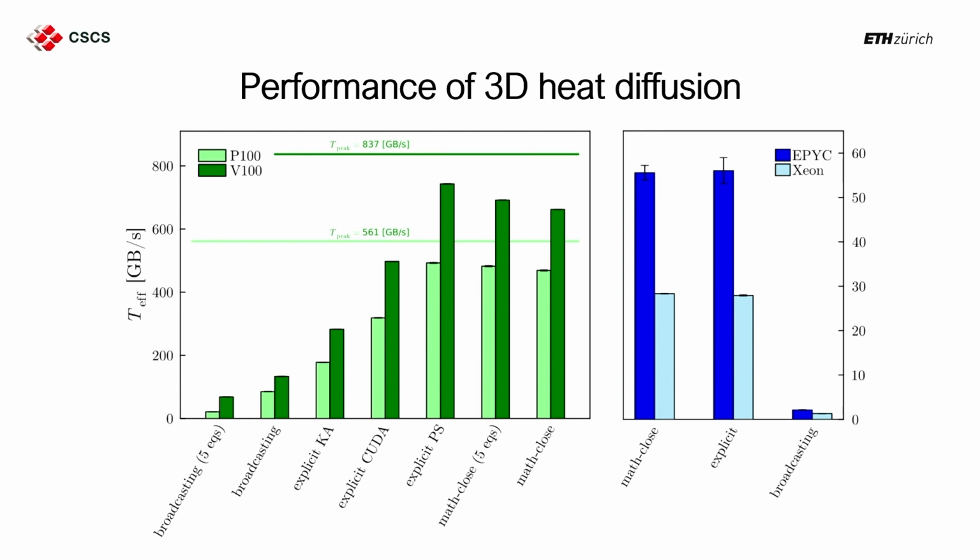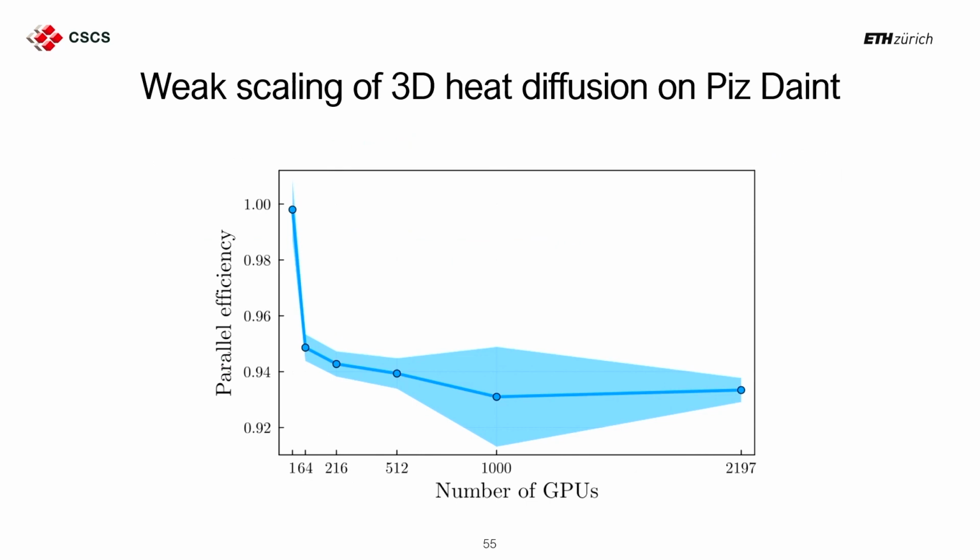All right, so I'll continue. And so with that, besides that we get good performance, we can scale it to a large number of GPUs. Here we run it up to 2000, and we get a parallel efficiency of close to 94% here.